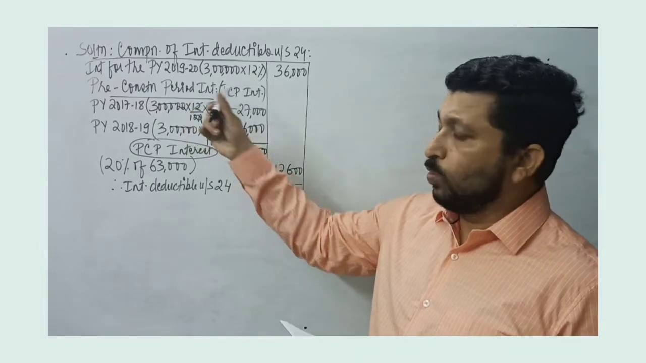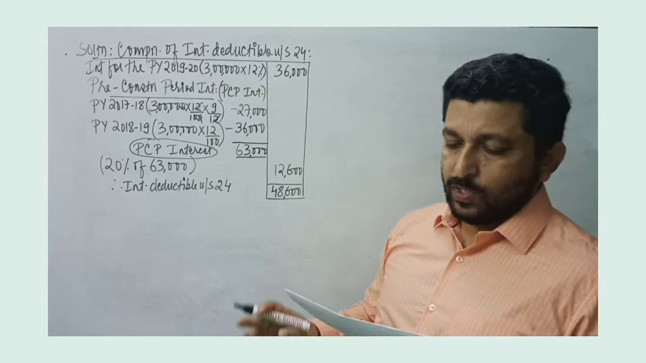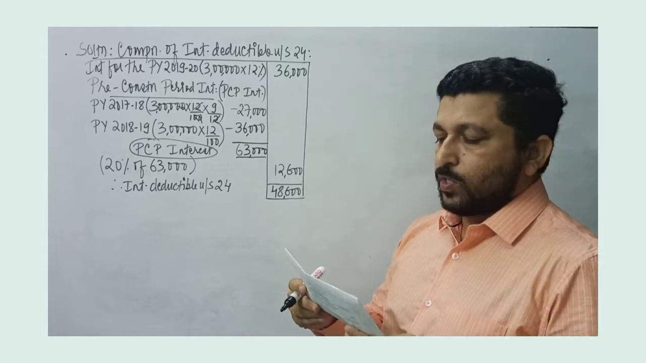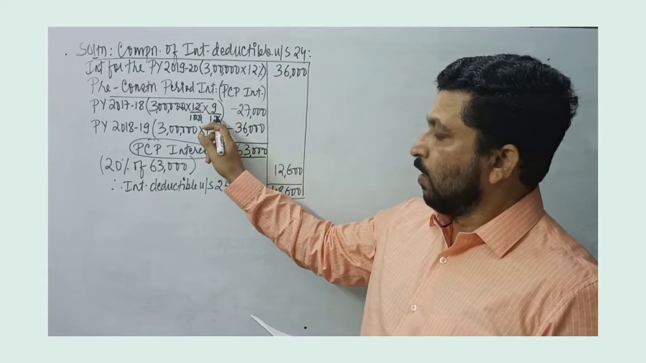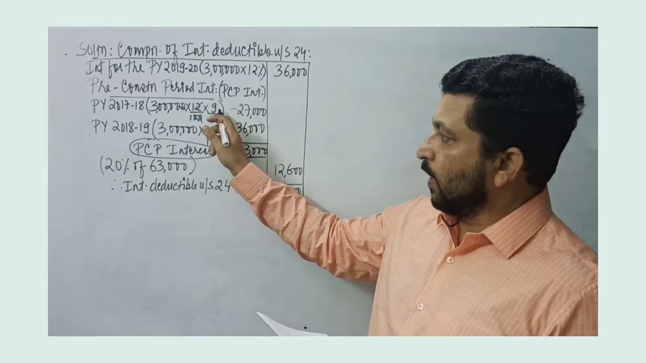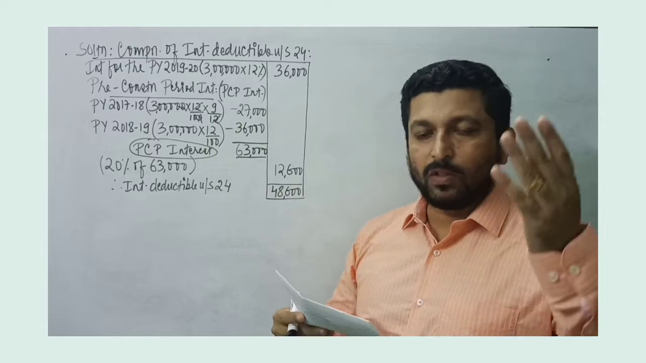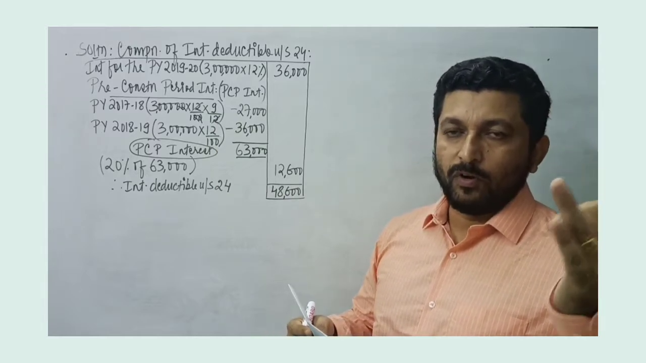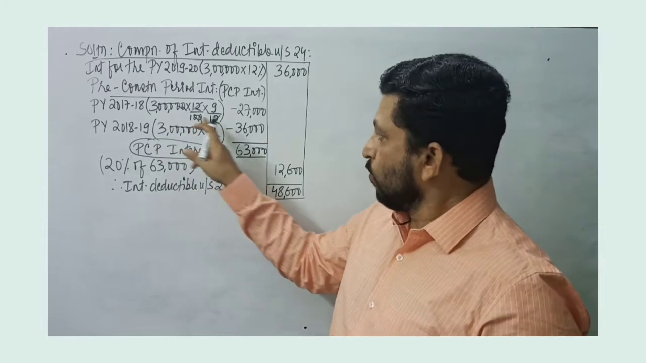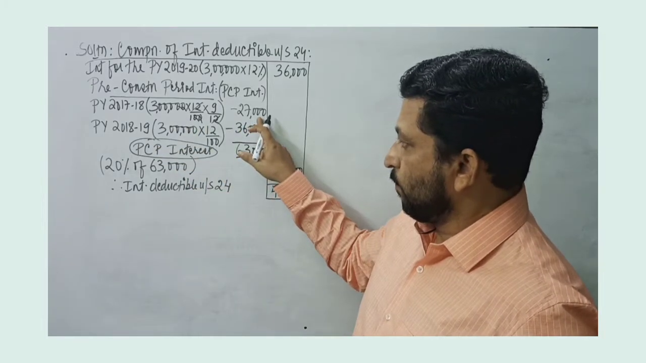But when it comes to construction period interest, that is from 1st August 17. So 1st August 17 to 31st March 2018. So that is around 9 months. So we leave out the month of April, May and June. Loan is borrowed from 1st of August. So for 9 months, the interest works out to 27,000.